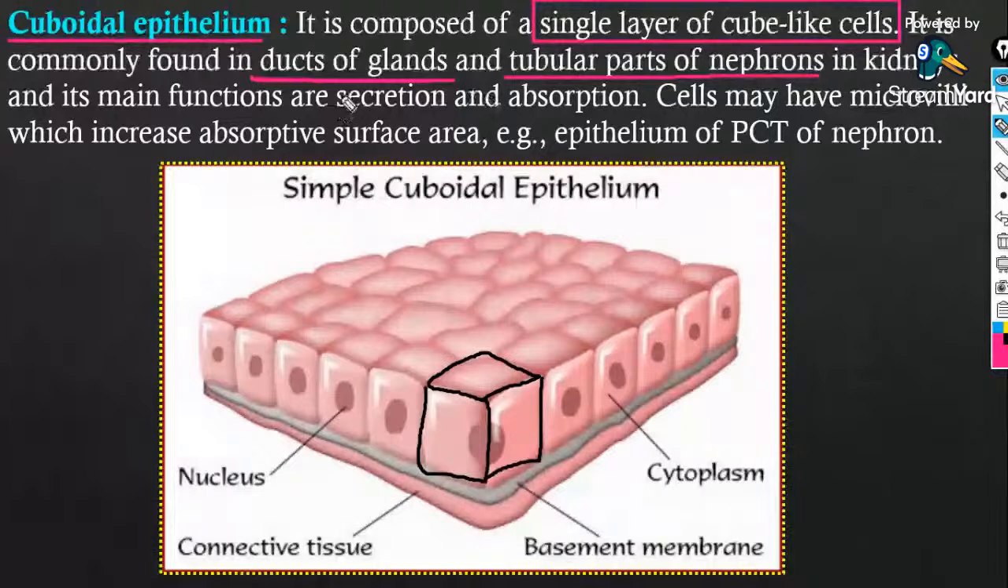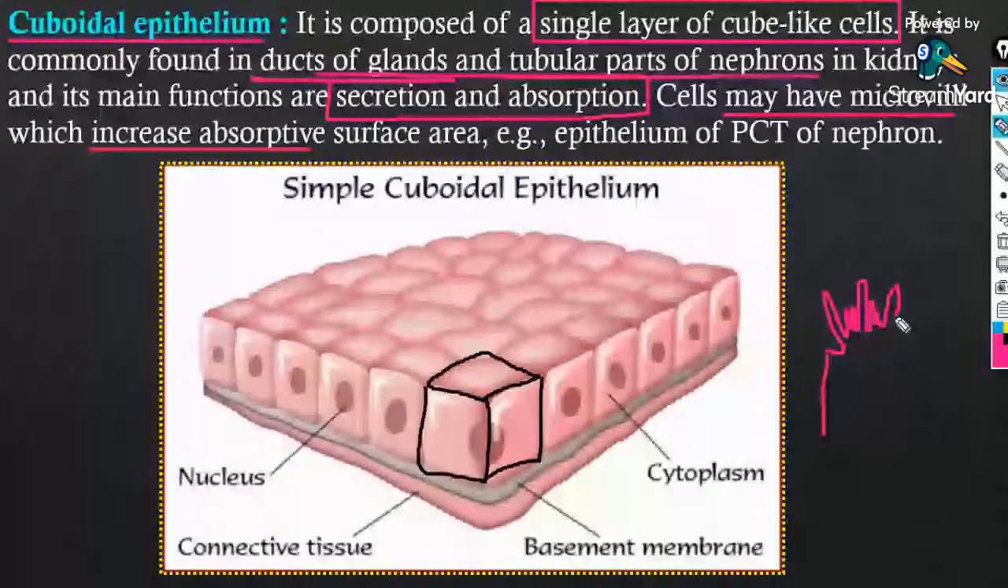What are the main functions of cuboidal epithelium? Secretion and absorption. What is the main function of squamous epithelium? Protection. What is the main function of cuboidal epithelium? Secretion and absorption. Look, guys, sometimes the cells may have microvilli.